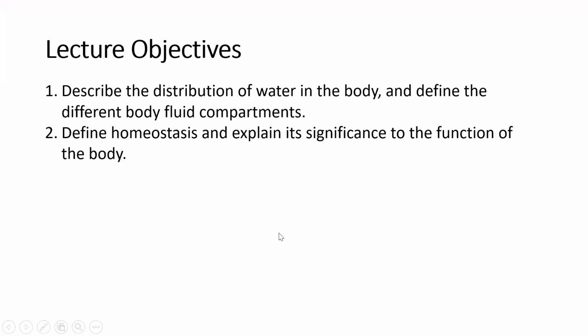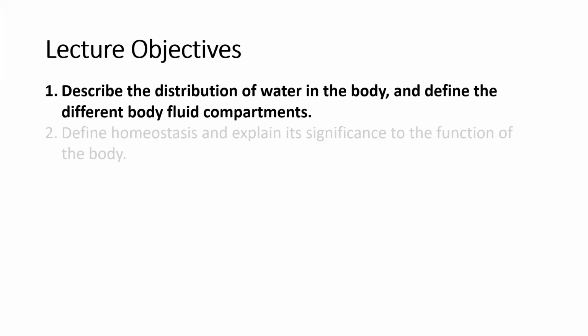So let's start here by talking about our first objective, which is really to talk about the distribution of water throughout our body and talk about those various water compartments. So what are the ways that water compartmentalizes our different areas in our body? We're also later going to talk about homeostasis. We're going to define it and then explain why it's important to the function of our anatomy and our physiology.